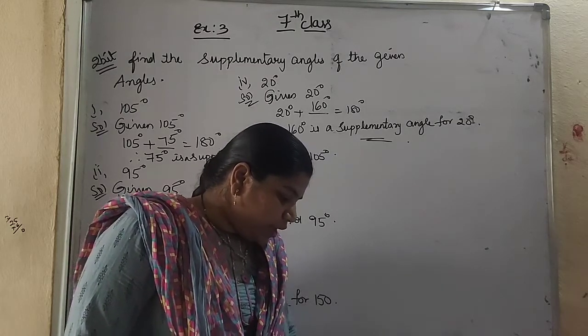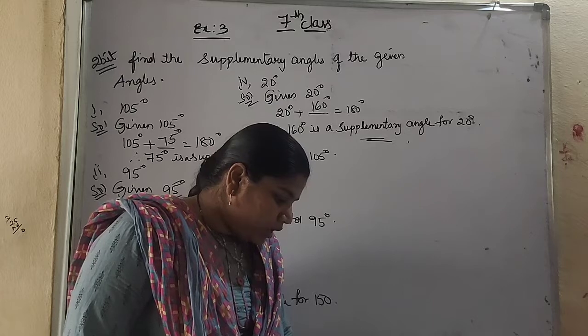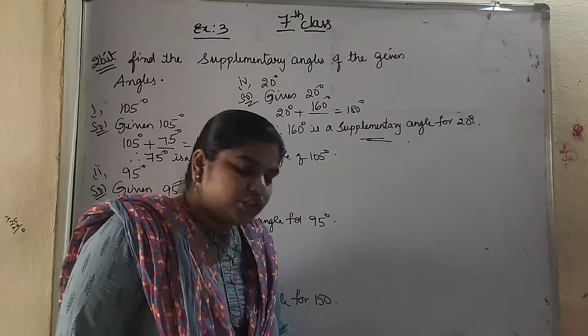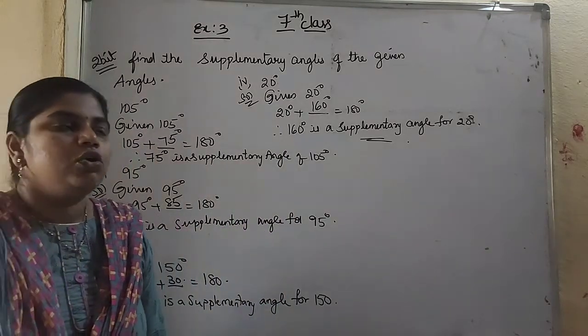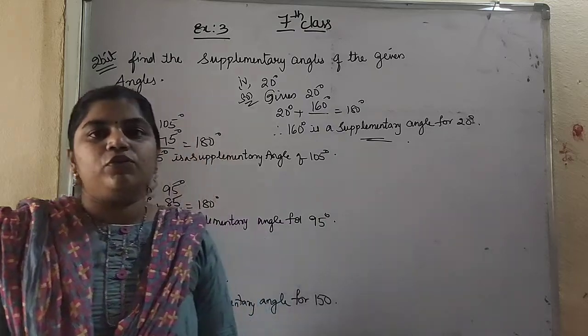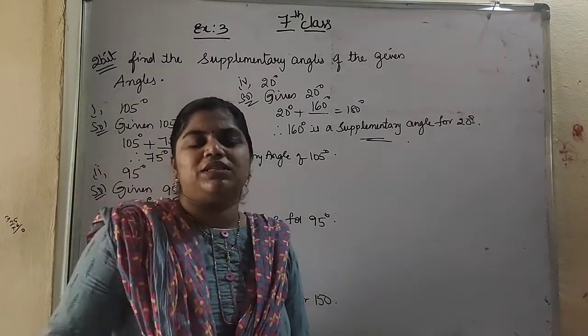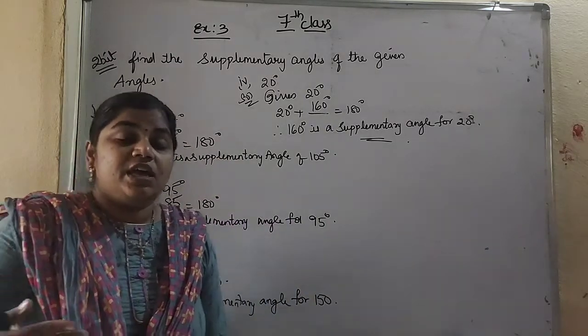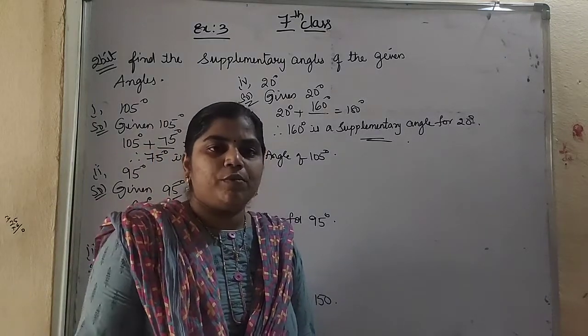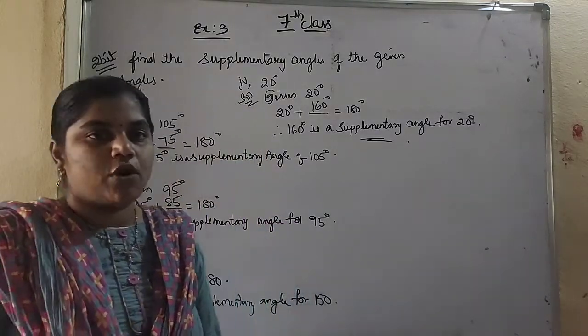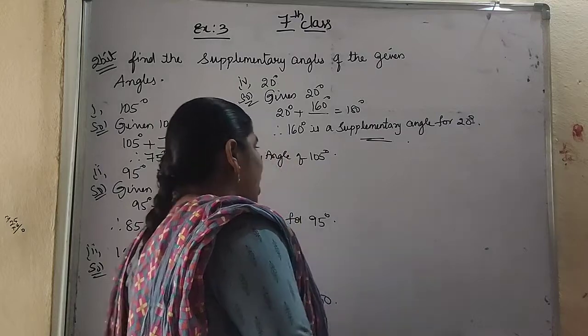Next one: two acute angles cannot form a pair of supplementary angles. Justify your answer. With the help of two acute angles, can you form a supplementary angle? They are asking: if it is formed, why it is formed; if it is not formed, why it is not formed. We have to justify our answer now.